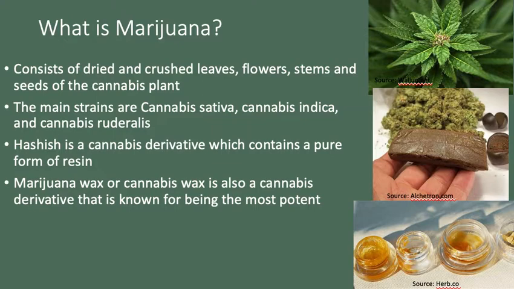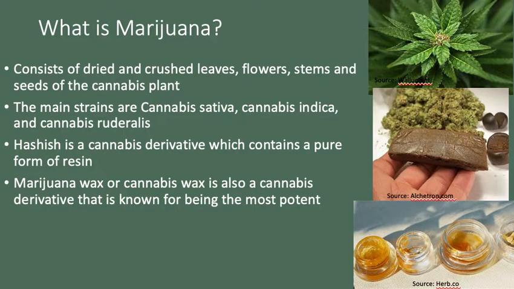Cannabis ruderalis is debated on whether it's actually a third strain or more of a subcategory. A cannabis derivative is hashish, and it contains a pure form of resin. This type of marijuana consists of the sticky resin from the flowers of the female plant, and it tests for a THC content of about 20.76%.